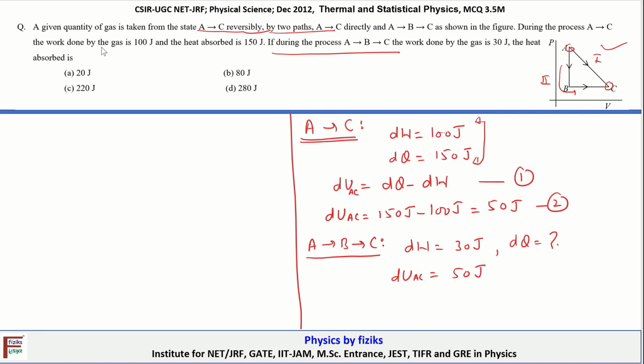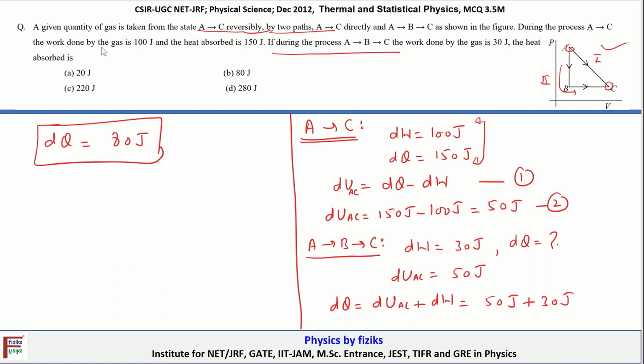So we can easily determine dq by making use of equation 1, which is the first law of thermodynamics. So dq for this process will be equal to du AC plus dw. du AC is 50 joule and dw is 30 joule. So the heat exchange involved during process A to B to C is 80 joule. So that is our answer. Therefore option B is correct here.